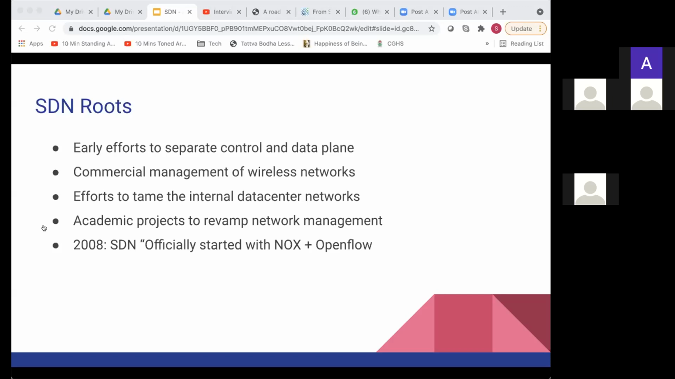But in 2008, the founder, with the Nicira team, which were initially part of Stanford, was working on something called a network operating system and OpenFlow. Okay, so that was where the actual cohesive definition and beginnings of SDN happened.